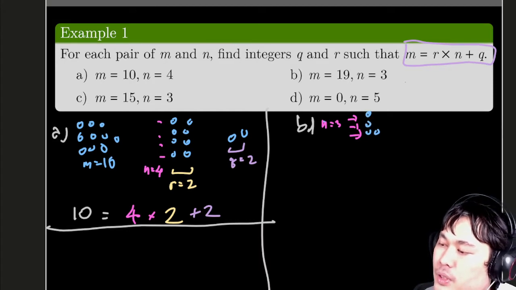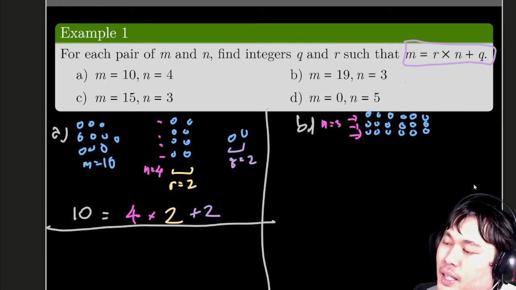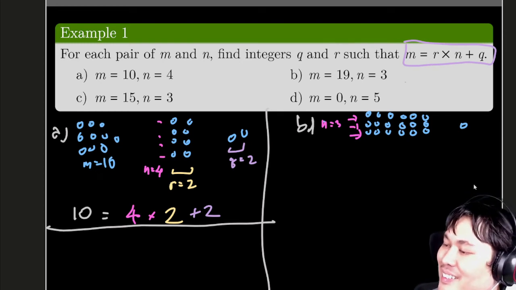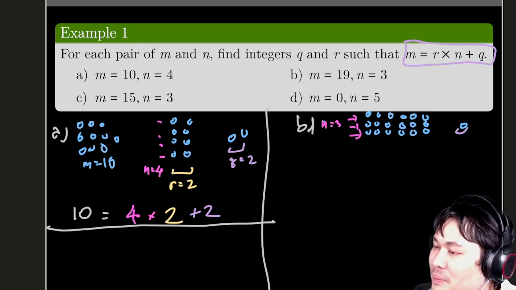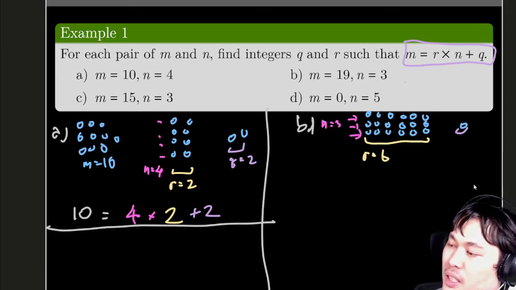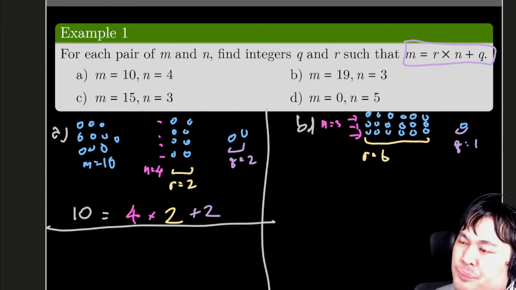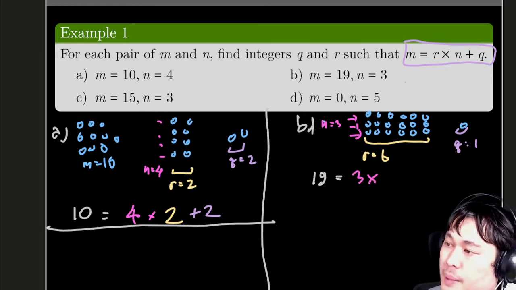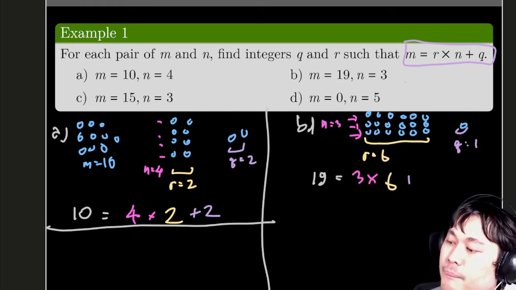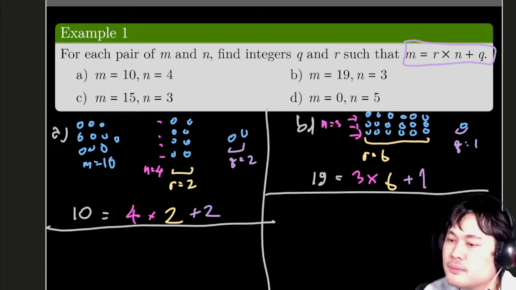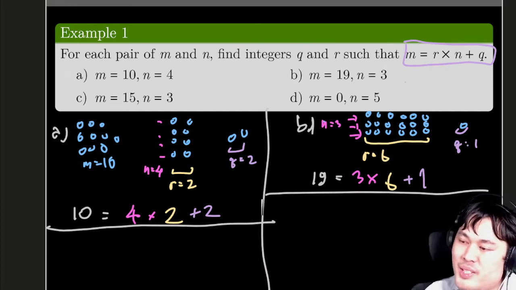So 1, 2, 3, 4, 5, 6, 7, 8, 9, 10, 11, 12, 13, 14, 15, 16, 17, 18, and then this one, that's 19. So each group has 6 objects. Then it has 1 left over. So that means you can write 19 as 3 times 6 plus 1. That's 19 for you. Explain visually, quote unquote.